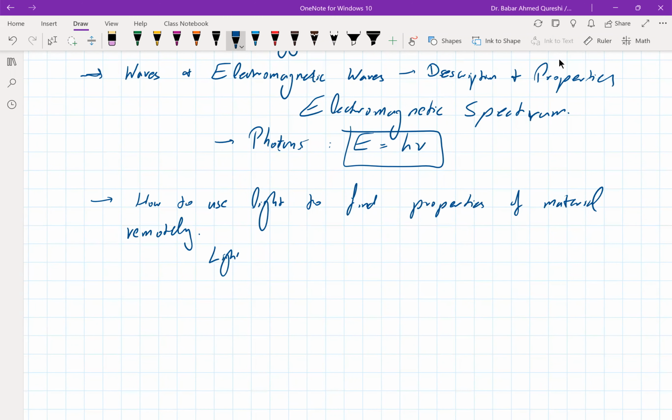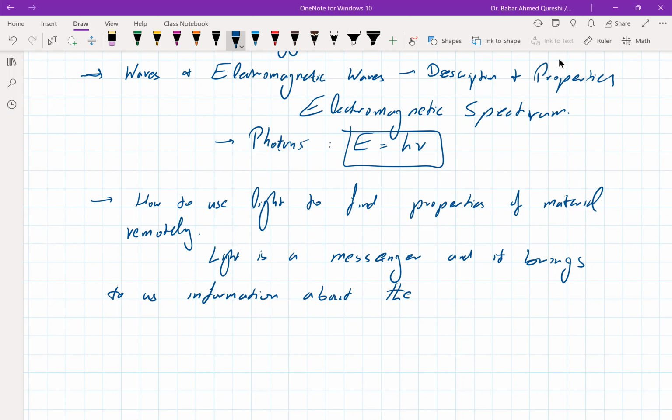Light is a messenger. And it brings to us information about the properties of objects that emitted it.